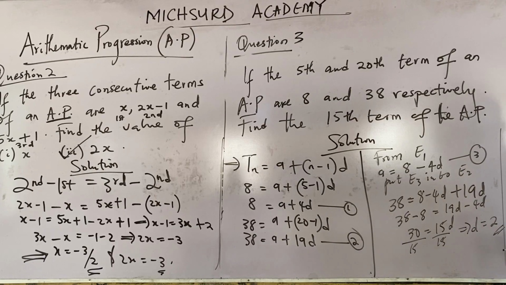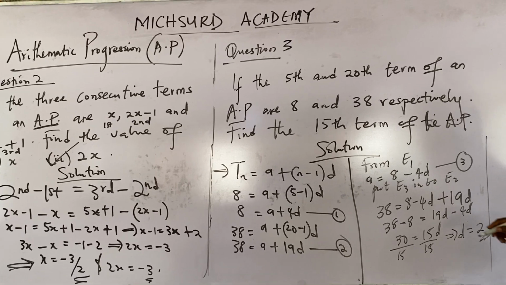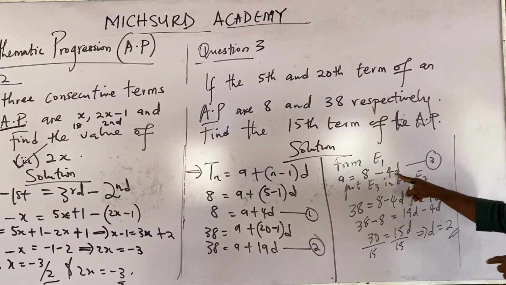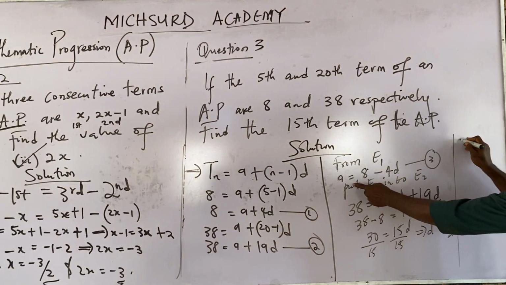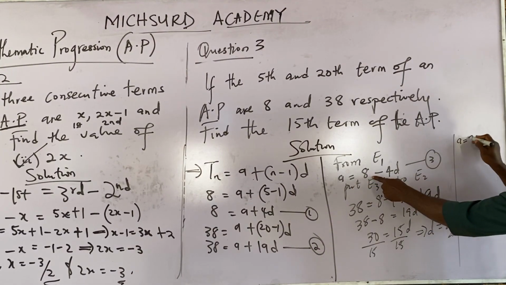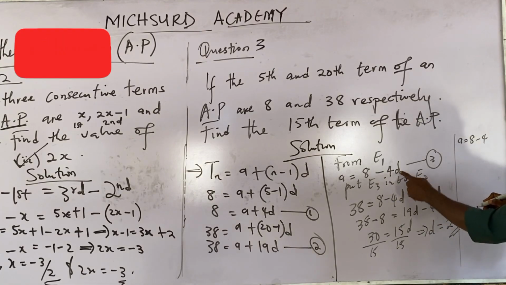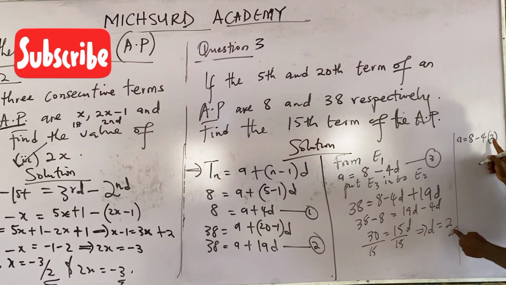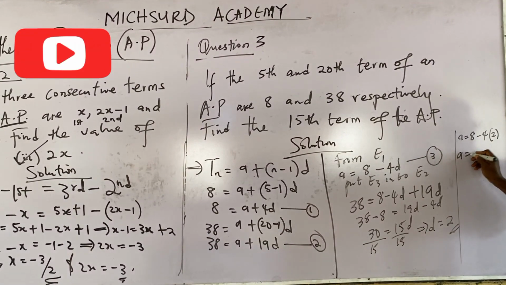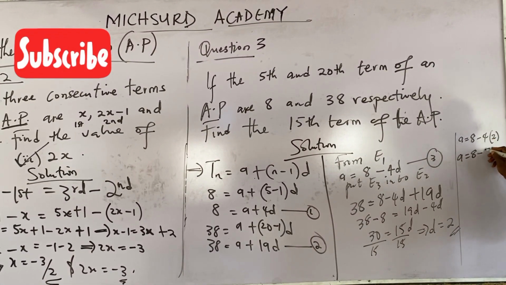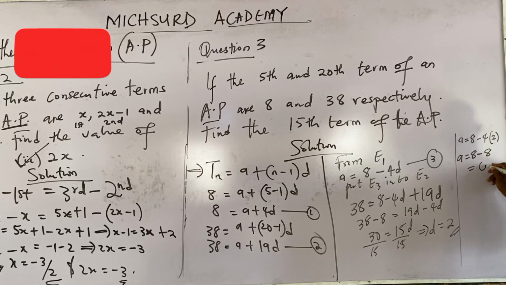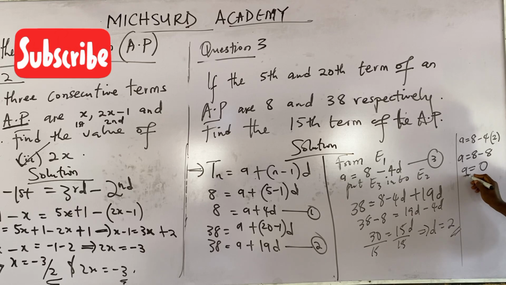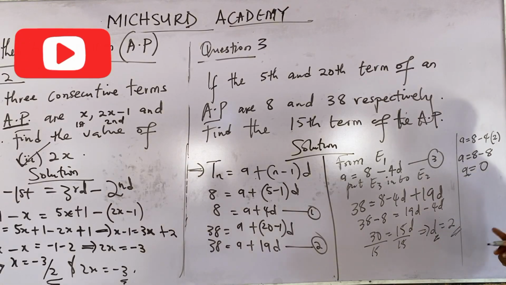So in that case, if the common difference is 2, we now know that we can find the first term, which is a. From equation 3, we can see that a is equal to 8 minus 4 times d, but d is equal to 2. So I will substitute 2 here. So a is equal to 8 minus 2 times 4, which is 8. So 8 minus 8 will be equal to 0. So the first term is 0. So we have gotten the first term as 0 and the common difference as 2.